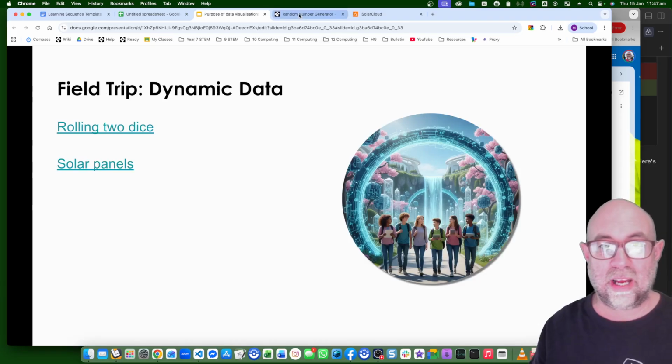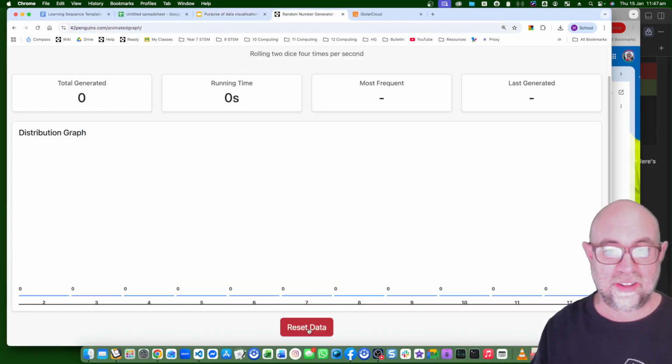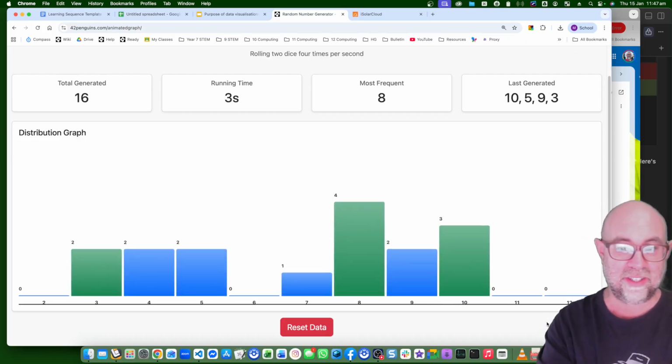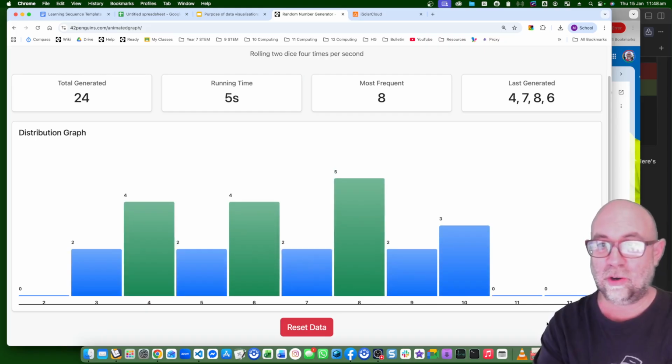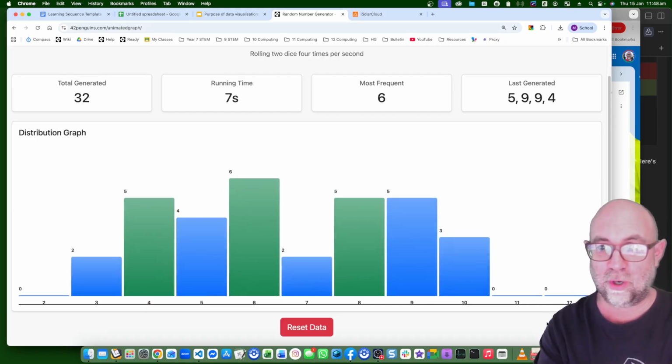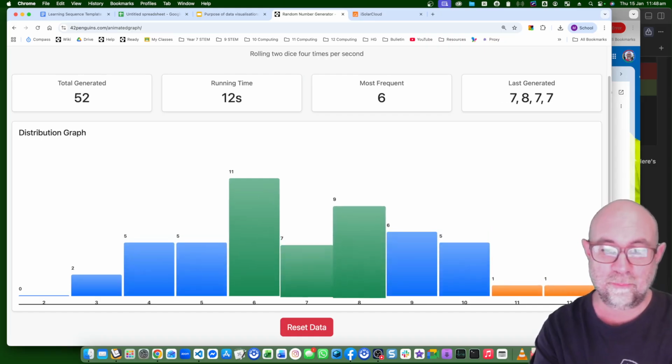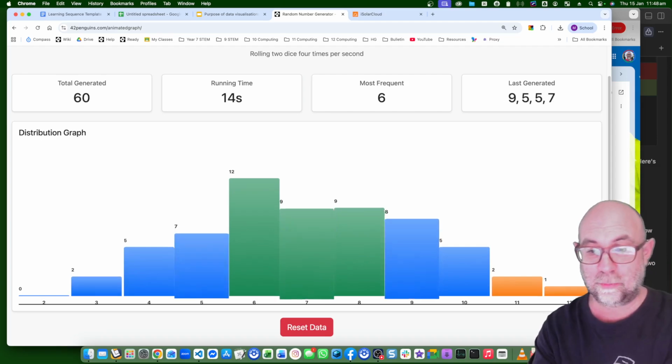Let's go and have a look at the rolling two dice. I'm going to reset this. So what this dynamic graph does is it's simulating dice rolls, and you can see over there in the top right hand corner what the combined thing is. So it's 11, 5, 7. It's happening 4 times a second, so it's pretty quick.